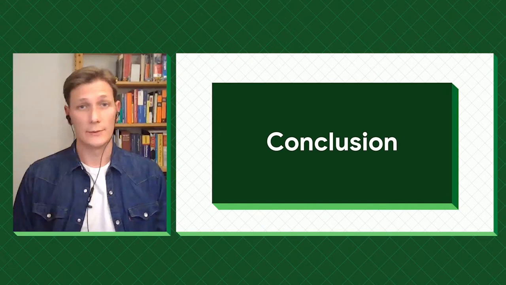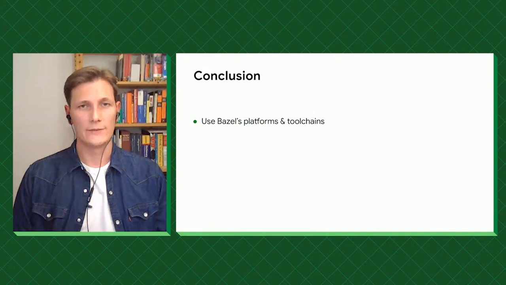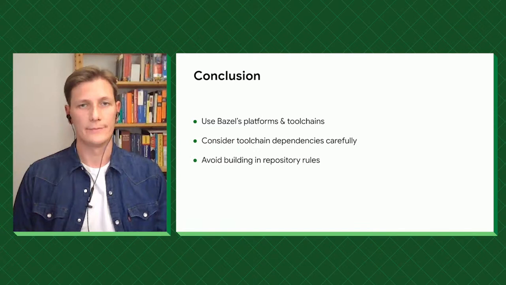That covers all that I wanted to share today. In conclusion, use Bazel's platforms and toolchains feature to make use of its built-in cross-compilation support. Consider carefully where you depend on a toolchain and how this interacts with target and execute constraints. Avoid building code in repository rules, or import external dependencies using Rules Nix packages in a hermetic and cross-compilation compatible way.